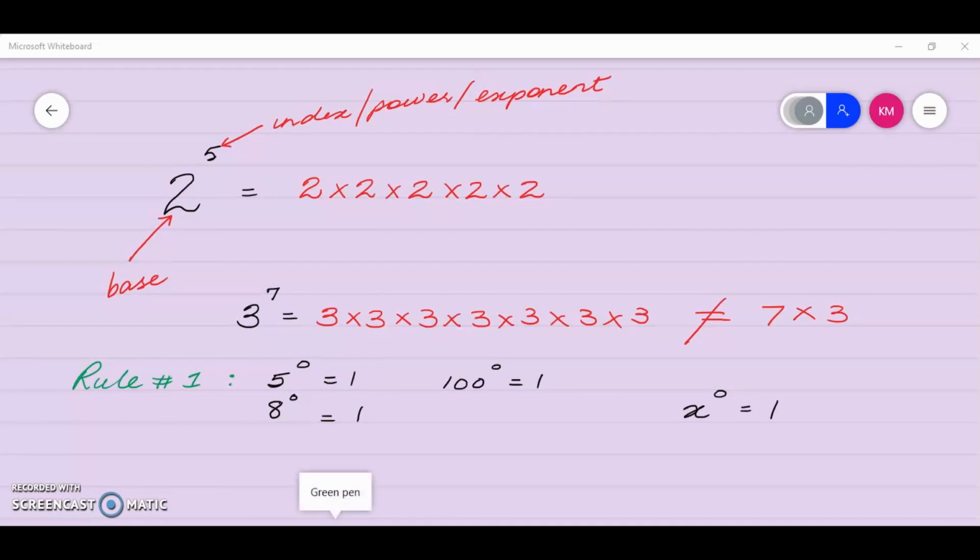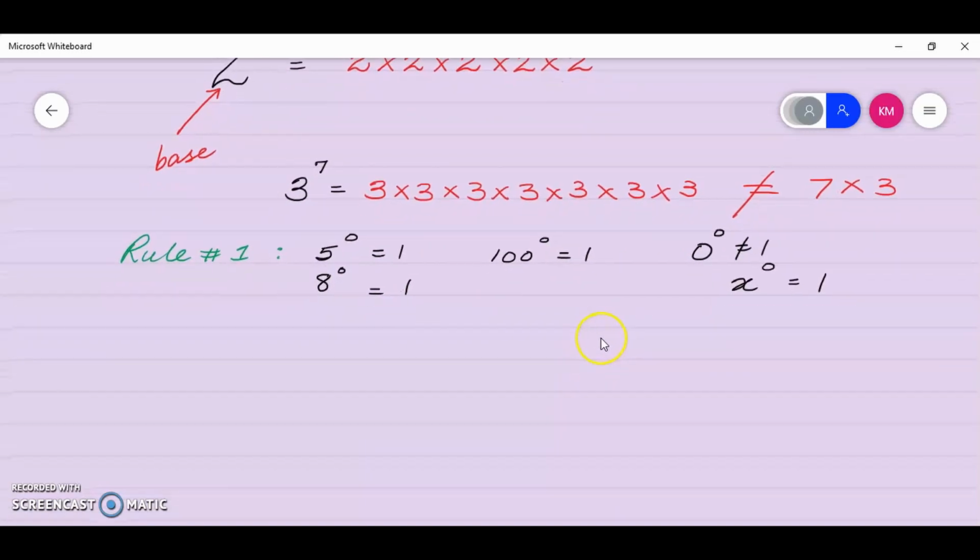Now, there's actually an exception to that rule number 1, and it's 0 raised to the power 0 is not 1. It's actually undefined. So the only exception to that rule is 0, because 0 raised to the power 0 is not 1. It's undefined.